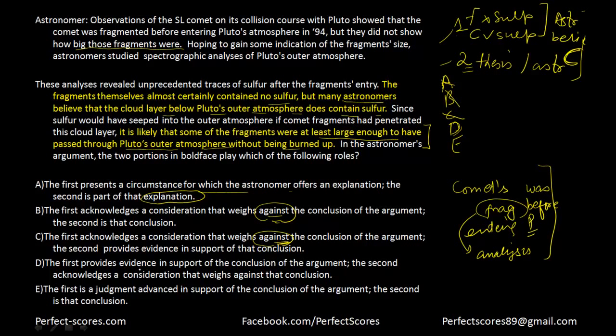D says the first provides evidence in support of the conclusion of the argument. The second acknowledges a consideration that weighs against that conclusion. Again, against is wrong. Let's go to E. E says the first is a judgment advanced in support of the conclusion of the argument. The second is that conclusion. This is absolutely correct and it's matching with our answer. That means our answer is E.